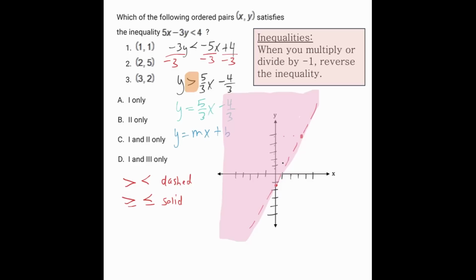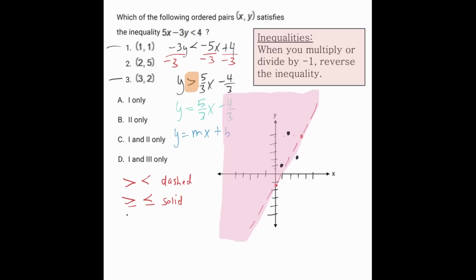1, 1 seems to be clearly in that area. We could do the math to really find out one way or the other. 2, 5 is even more clearly in that area. That one I don't think we need to test out at all. And 3, 2 is right around there. But I would say that this point and this point, we're close enough to the line that we're going to want to actually plug them in and see.